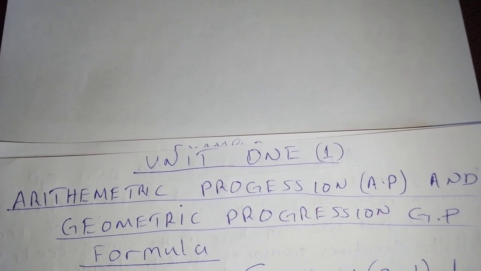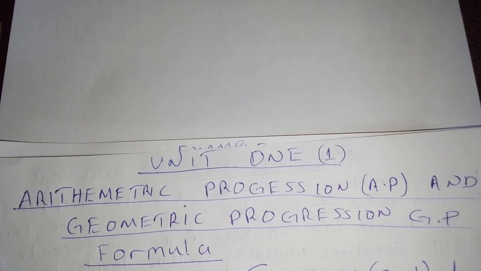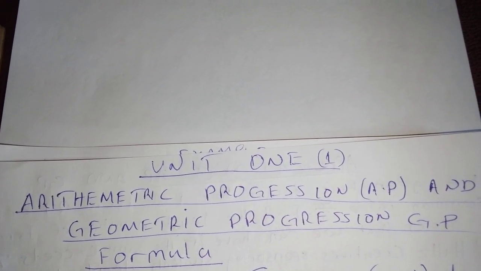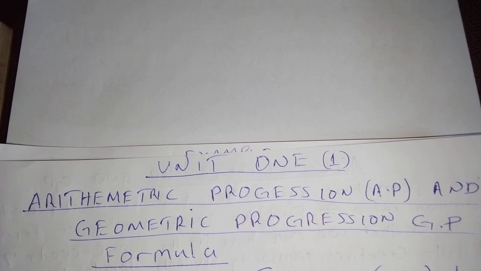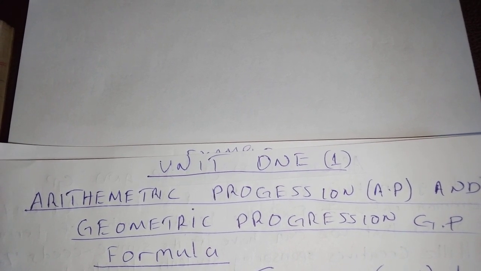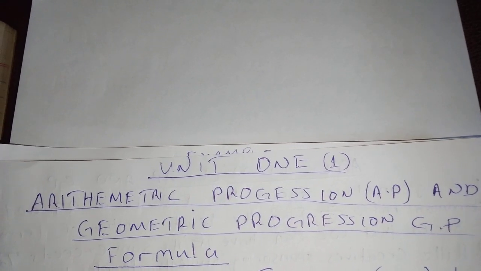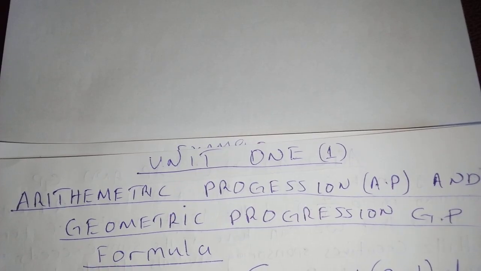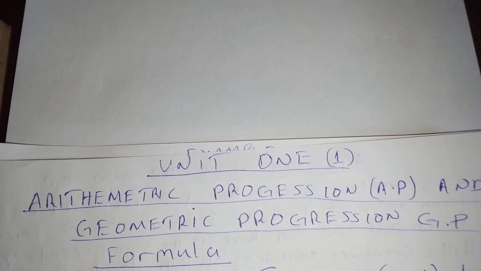What is an arithmetic progression? An arithmetic progression is a sequence of numbers such that the difference between every two consecutive terms is constant. So for an AP, the difference between the first term and the second term is the same as the difference between the second term and the third term. The common difference is what is constant. That's why we call it a common difference, because it's the same.